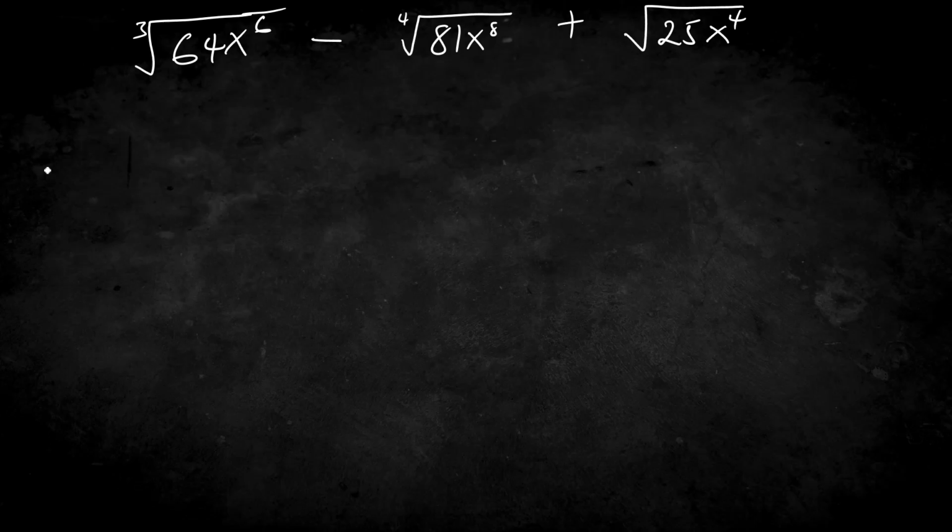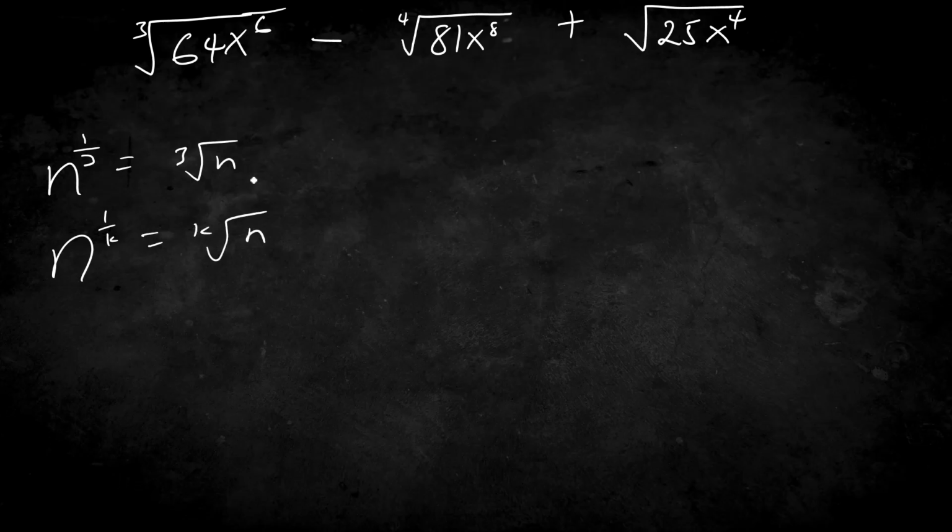Okay, so when we're given n raised to 1/3, that's the same as the cube root of n. So in general, n raised to 1/k will be the kth root of n. As simple as that.